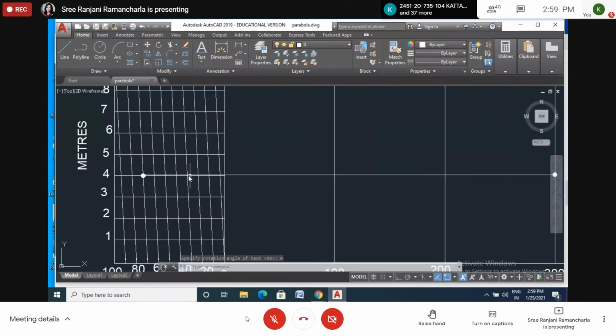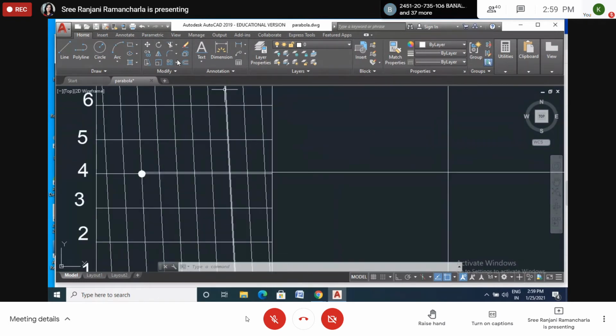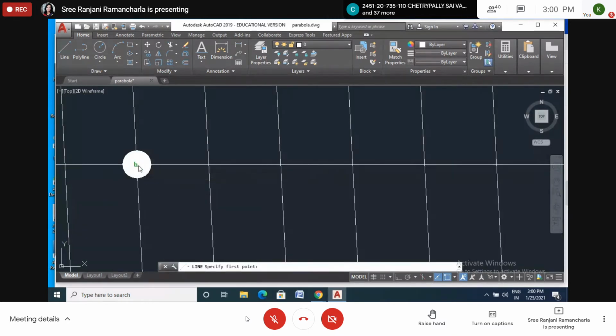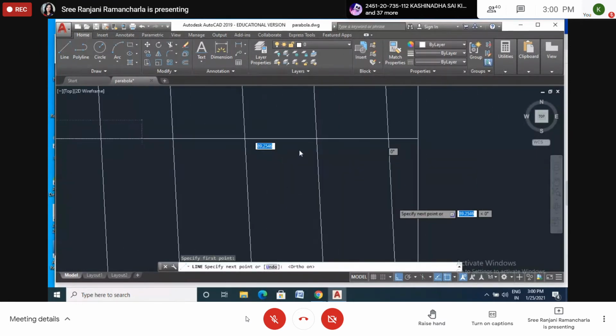Why did I get a line like this? I have not selected the correct one. Let me take the line. I want to remove this line. Select the object. Right. So the line from here, I will select at the center. This is the correct one. So yes, now it's correct.